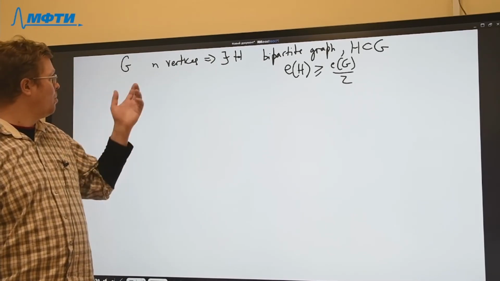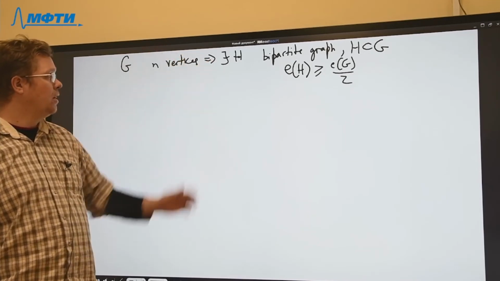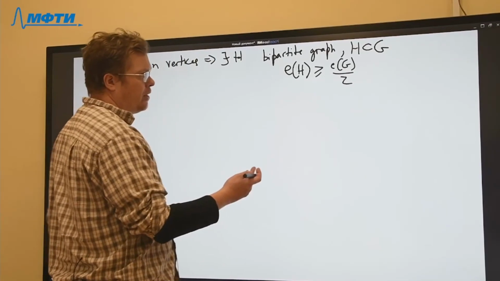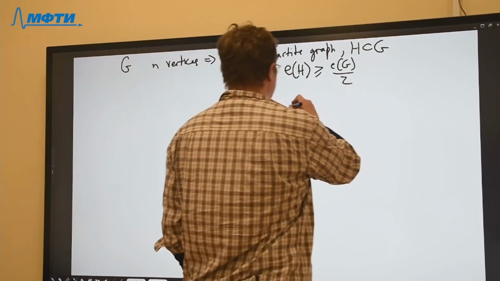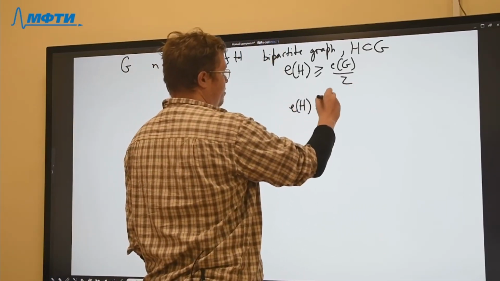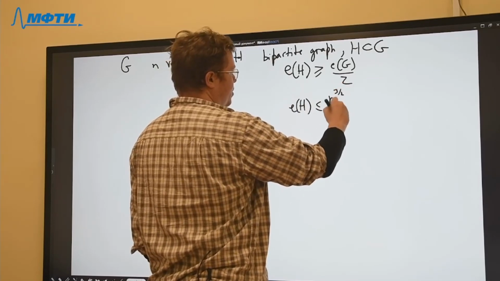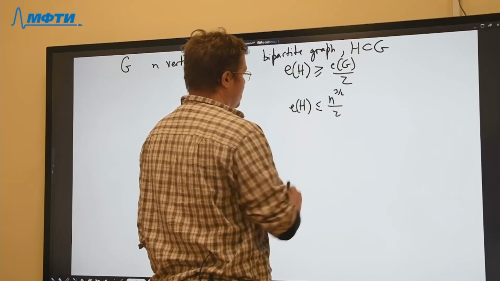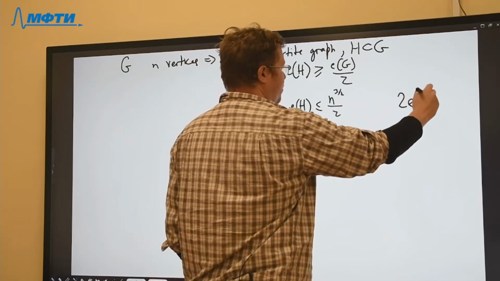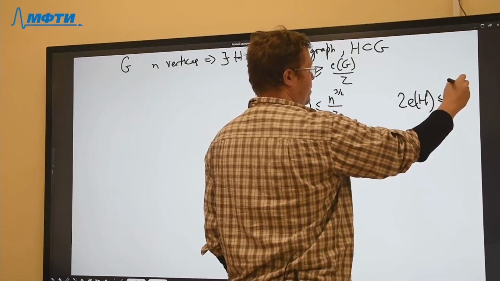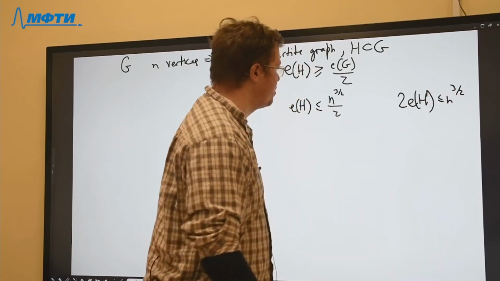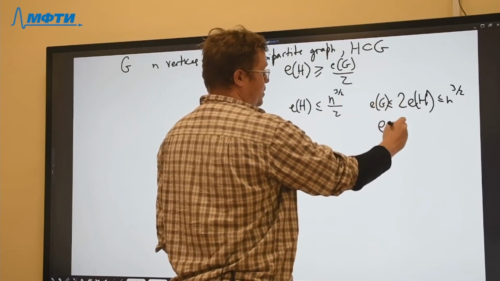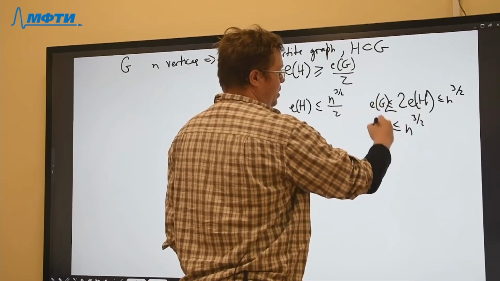our extremal problem, because if we have a graph, we take the bipartite graph which has at least half of the vertices, and from it we have that e of H is not greater than n to the 3 over 2, so 2e of H is not greater than n to the 3 over 2, and this is bigger than the number of edges in G. So we have the inequality that we need to achieve.